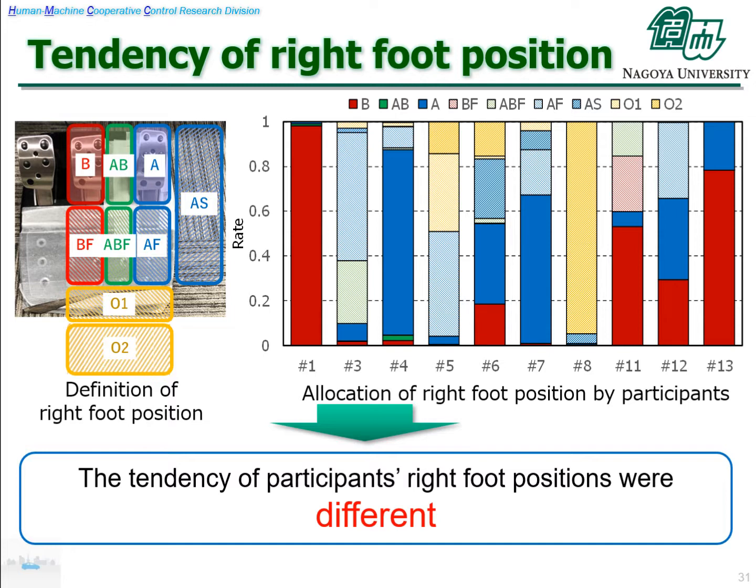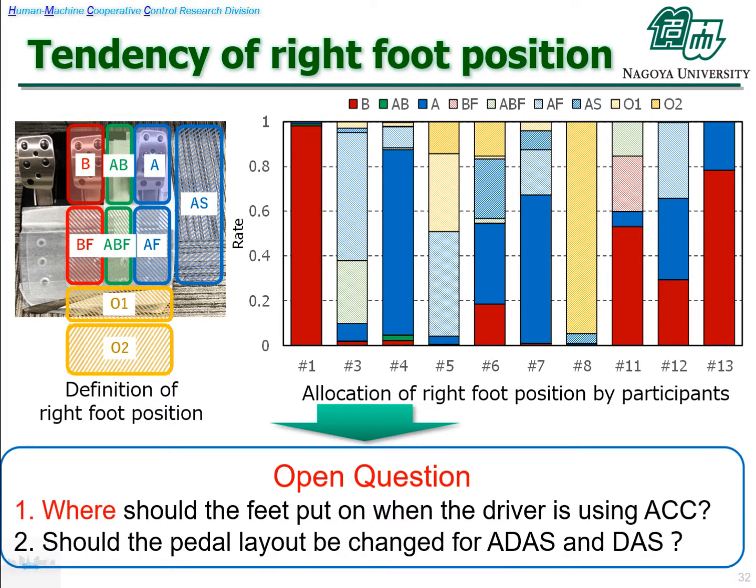Actually, we checked the right foot position for all the participants manually. We found that the density of participants' right foot positions were totally different. So here, we have two open questions. The first one is, where should the feet be put when the driver is using the ACC? The second one is, should the pedal layout be changed for ADAS and the driving automation system?